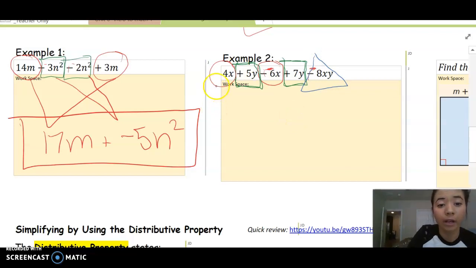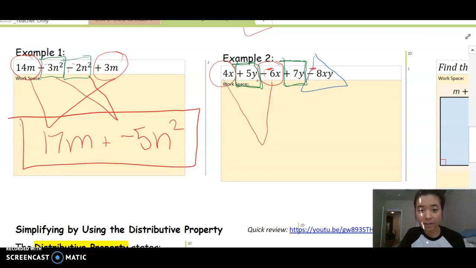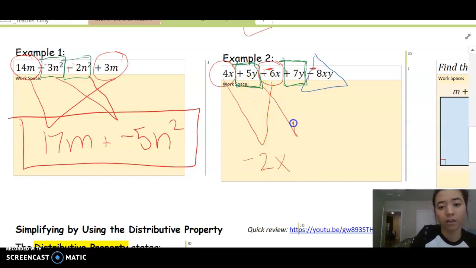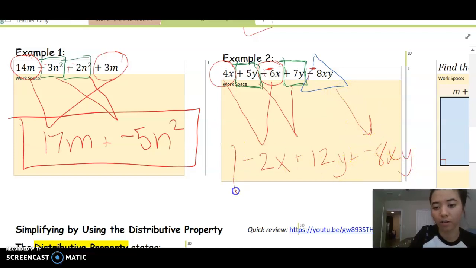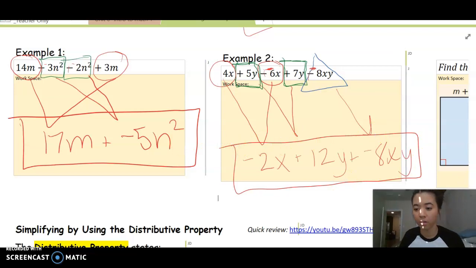And now we can combine. I have 4x plus a negative 6x, which will give me a negative 2x. I have a 5y plus 7y, which would give me 12 total y's. And then I had nothing else that could combine with the 8xy, so that'll just drop down and stay the same. And again, I know that I'm done because this one has an x, that one has a y, so those can't be combined. That one has an x and a y, but none of these have both. So I'm done. Nothing else is like terms.